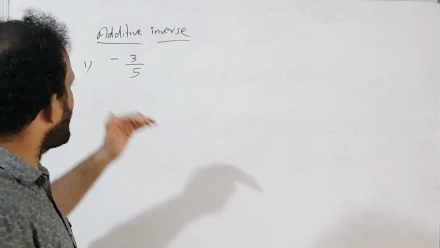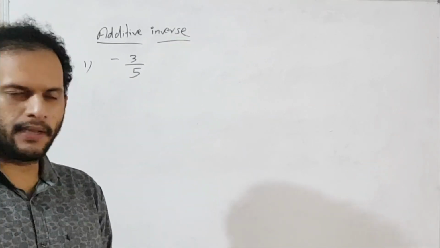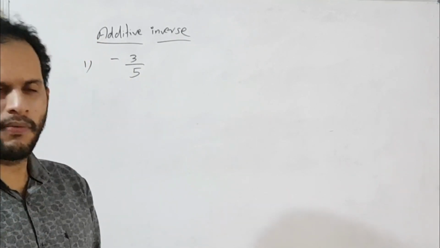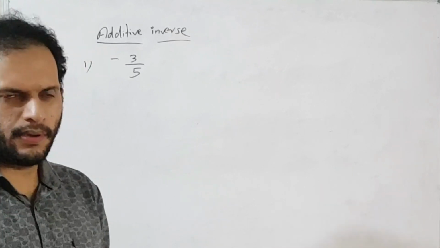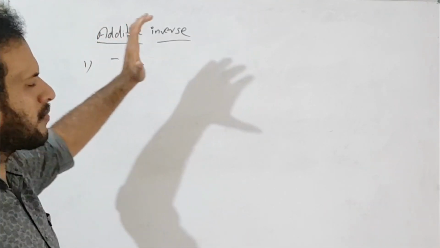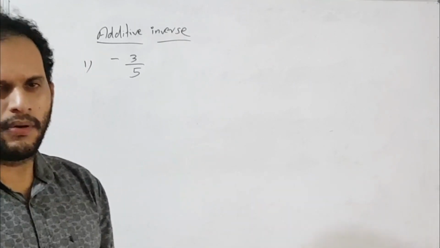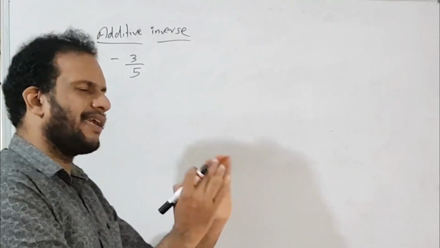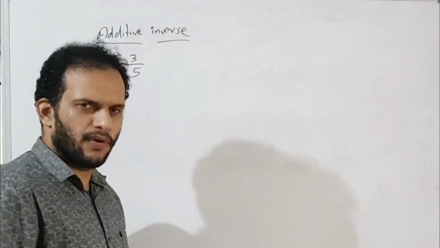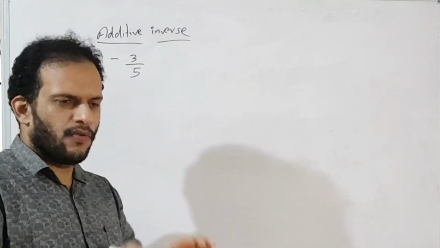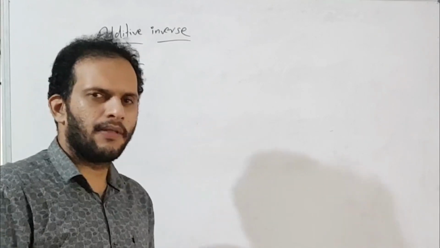And we know now the additive inverse of minus 3 by 5, correct? It's a negative number, so we know the additive inverse of a negative number is a positive number. Then what is the additive inverse of 3 by 5? We know the answer. That answer is 3 by 5. Okay, so what is the idea behind writing the additive inverse? We studied how to write the additive inverse: we just add a minus symbol in front of that.